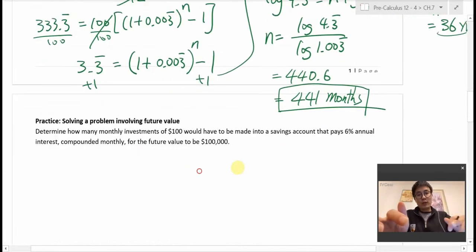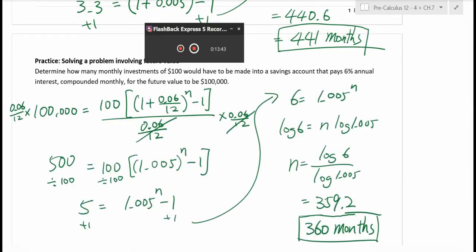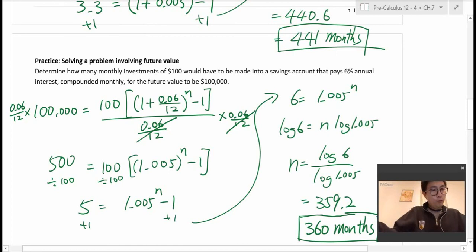Okay, so here's the second example or practice question. I'm gonna let you try it, and I'll show the answer in a bit. Okay, good luck. All right, so hopefully this is what you got.